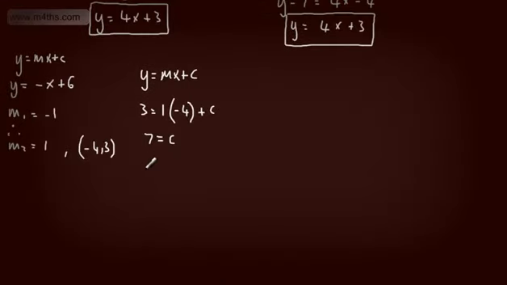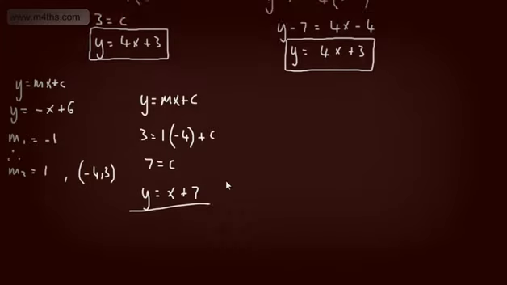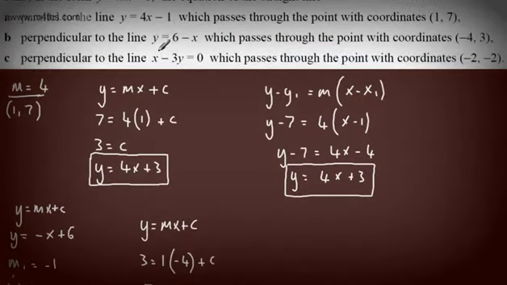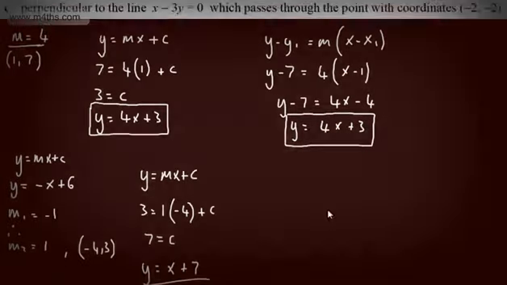And then all we need to do is put all this back together. We found the value c, so y is going to be equal to now 1x. So we can just write x plus 7. So that is the equation of the line perpendicular to y is equal to 6 minus x, which passes through the point negative 4, 3.